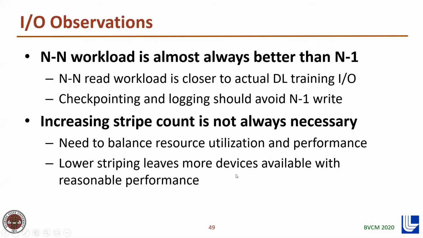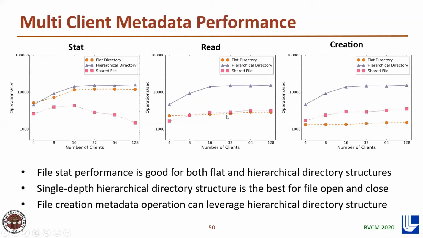Later we found some very interesting results on the metadata performance. As I have mentioned already, we have used three types of directory structures: flat directory structure, hierarchical directory structure, and shared file directory structure. In these three pictures, in the leftmost picture we have results for file stat. In the middle picture we have results for file read, which, as I mentioned, means opening a file, reading 1 byte, then closing the file. So it is essentially a file open and close metadata workload. Finally, in the right picture, we have the results for file creation.